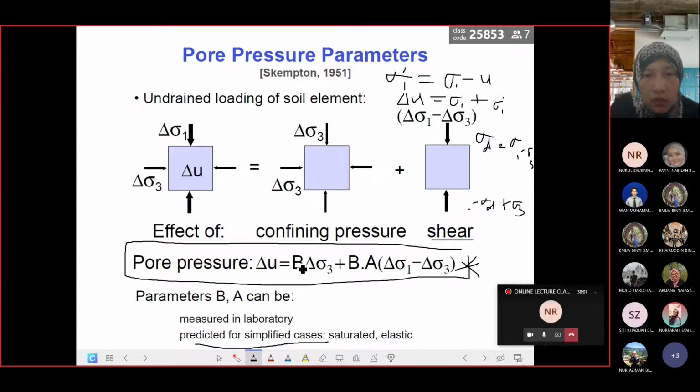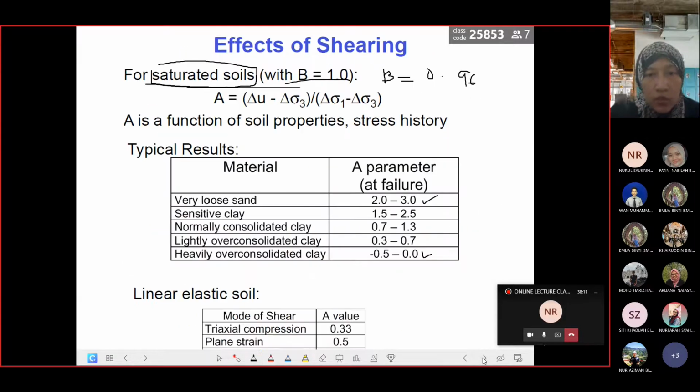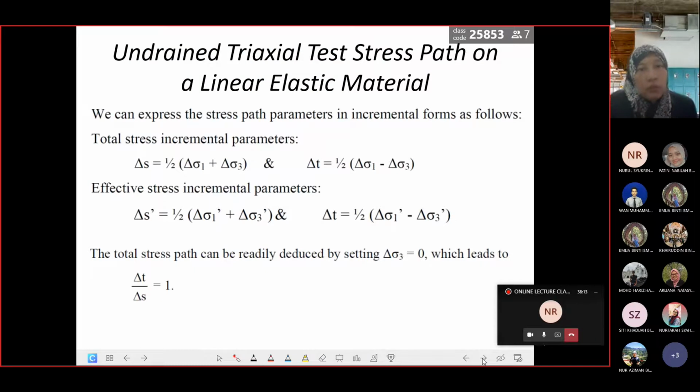You already know that if we assume B equals 1, then you know the value of A. If A is given and B is not known, you have to find it out by rearranging the equations. Okay, what we want to discuss is actually T and S stresses.